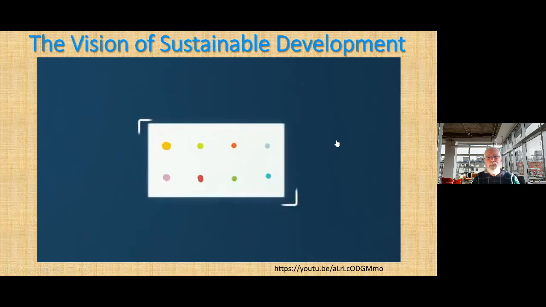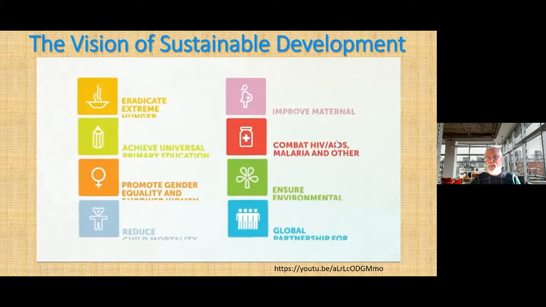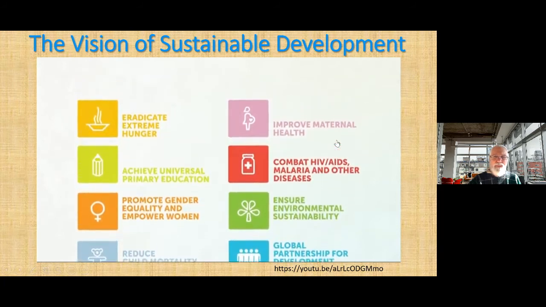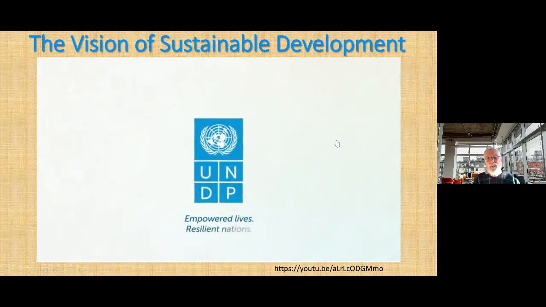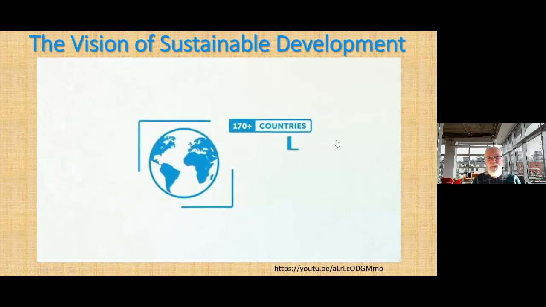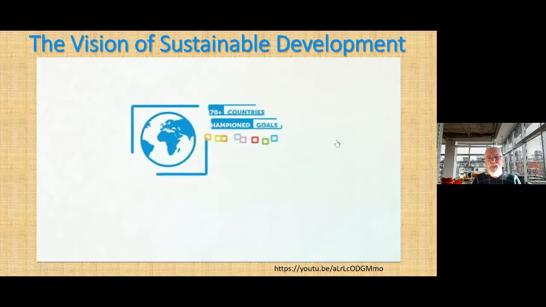So they made a list of 8 goals called the Millennium Development Goals, and they wanted to achieve these goals in 15 years. One of the leading organizations working to fulfill these goals has been the United Nations Development Program, or UNDP. We're present in more than 170 countries and territories. We championed the goals so that people everywhere would know what they were and how people could do their part.